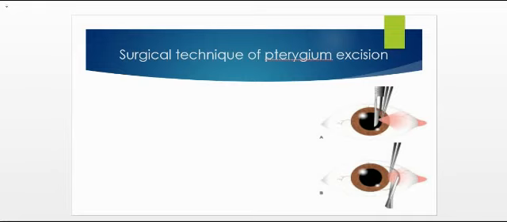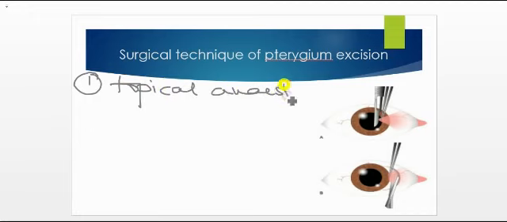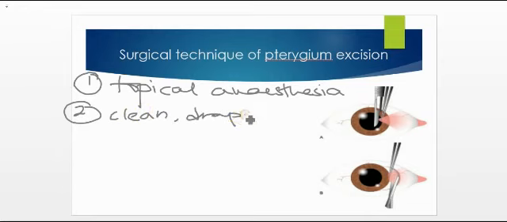So how are you going to perform the surgery? Number one, you're going to give topical anesthesia. Obviously it's best to view videos, so do watch. There are videos on YouTube on pterygium excision. Do watch them, but I'm just going to go through the steps one by one. So you give topical anesthesia, you clean the eye, drape it, and expose the eye.